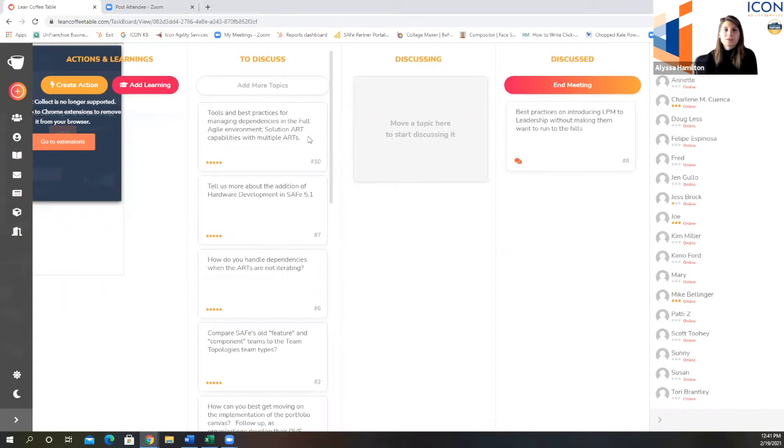Tools and best practices for managing dependencies in the full Agile environment. Solution train capabilities with multiple trains.